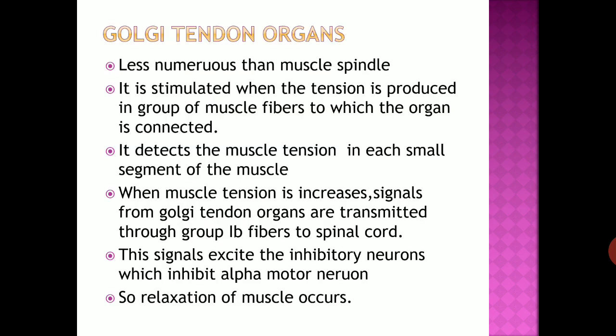Now it is stimulated when tension is produced in the group of muscle fibers to which the organ is connected, and it is responsible for detecting muscle tension in each small segment of muscle. When muscle tension increases, signals from the Golgi tendon organ are transmitted through group 1B fibers to the spinal cord, and this signal excites an inhibitory neuron which inhibits the alpha motor neuron, so relaxation of the muscle occurs.